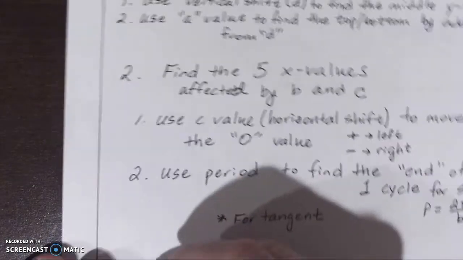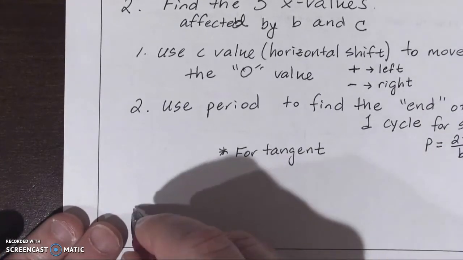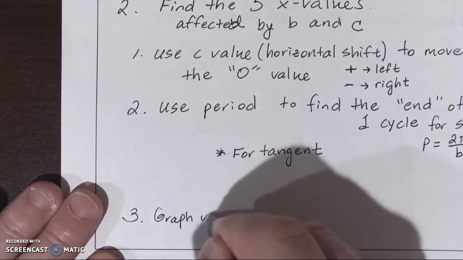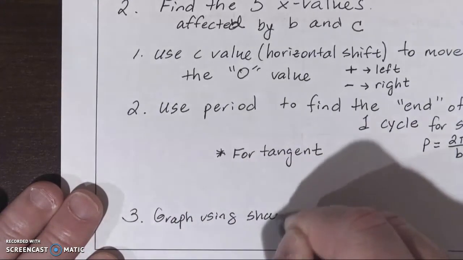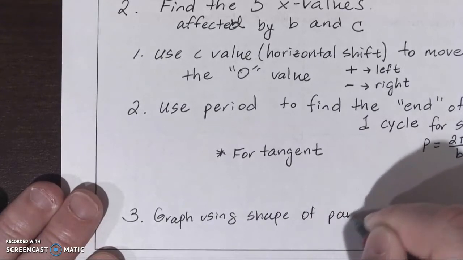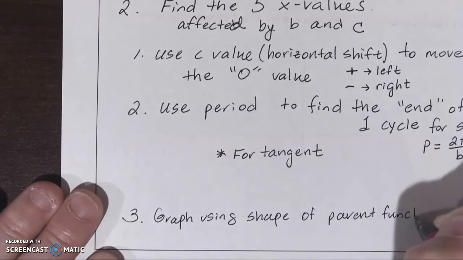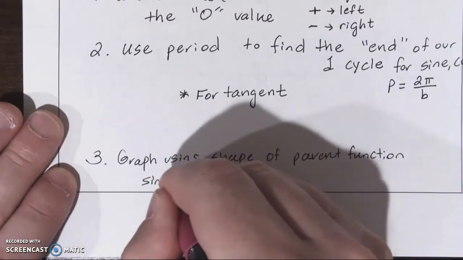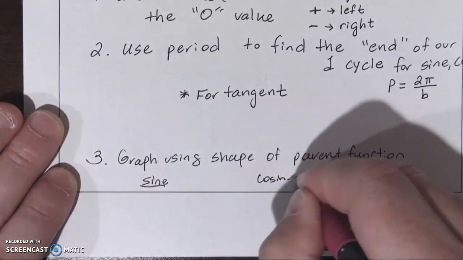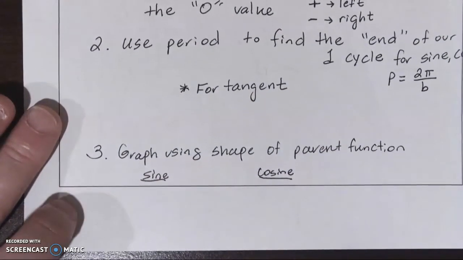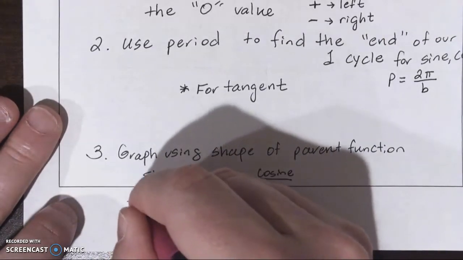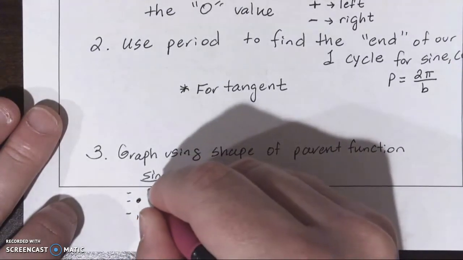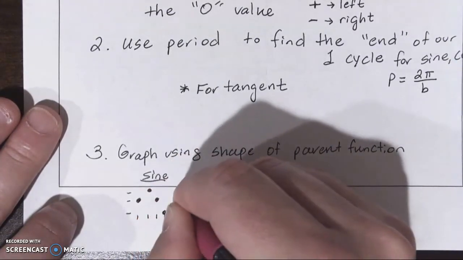The last step, we'll get back to tangent a little bit later. Our last step is to graph using the shape of the parent function. Okay? So our parent functions, let's recap. We have sine, we have cosine, and we'll deal with tangent a little later. So sine, 3 y values, 5 x values. Starts in the middle of the wave, up, middle, bottom, middle.